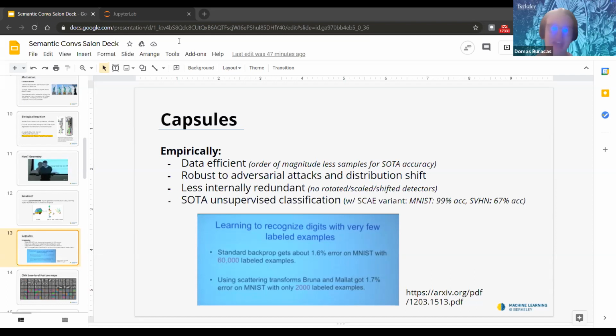Another counterpoint is that models with really good bias typically have better data efficiency. This was actually shown in capsules. They're actually an order of magnitude better than other typical approaches to MNIST classification.